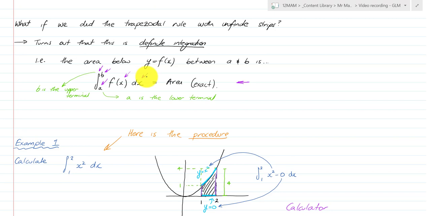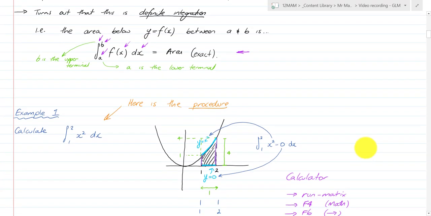This is a really good method. Don't forget that sometimes we can't integrate a function, so we're going to have to go back to the trapezoidal rule and other things like it at times. But for integrable functions, this is a really good method. So let's have a look at example 1.